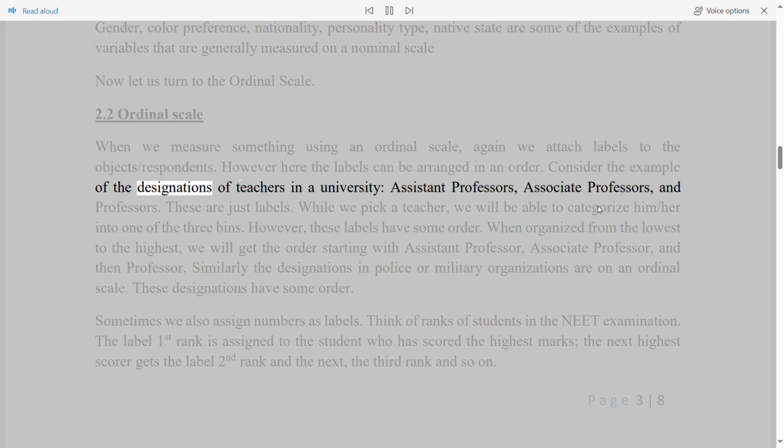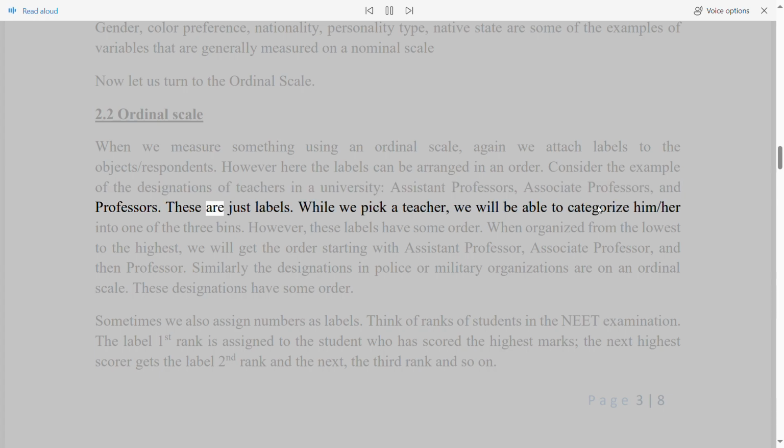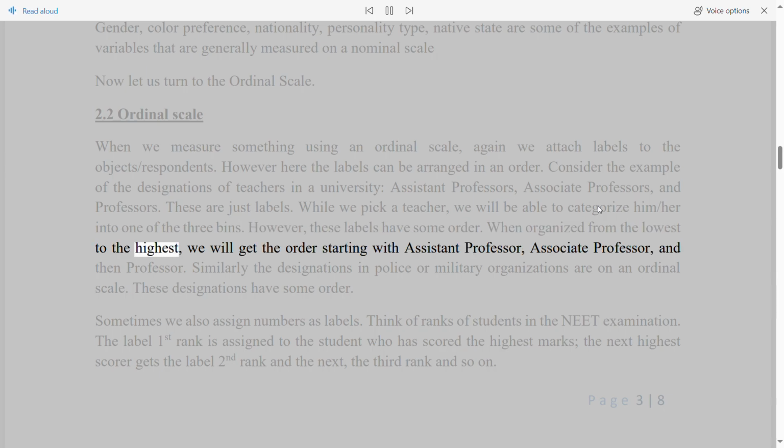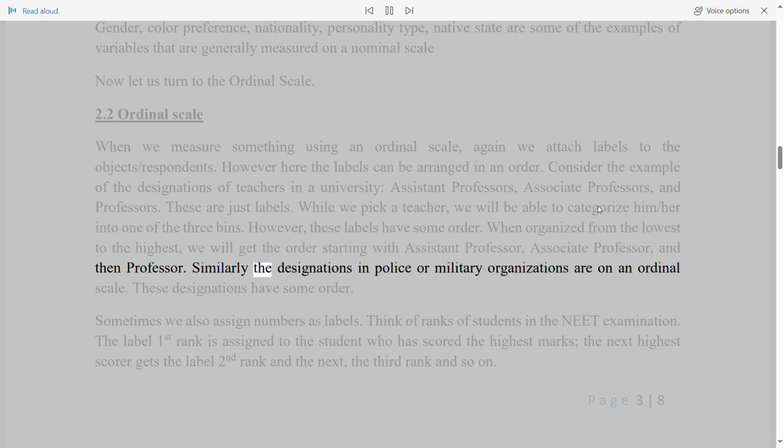Consider the example of the designations of teachers in a university: assistant professors, associate professors, and professors. These are just labels. While we pick a teacher, we will be able to categorize him/her into one of the 3 bins. However, these labels have some order. When organized from the lowest to the highest, we will get the order starting with assistant professor, associate professor, and then professor. Similarly, the designations in police or military organizations are on an ordinal scale. These designations have some order.